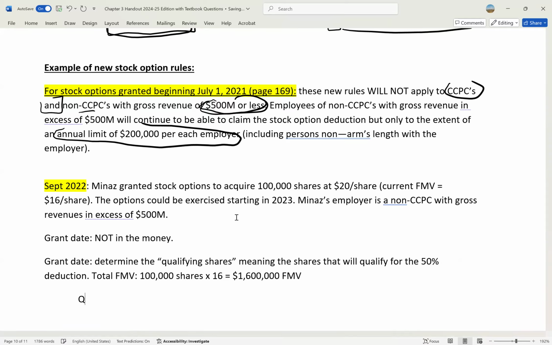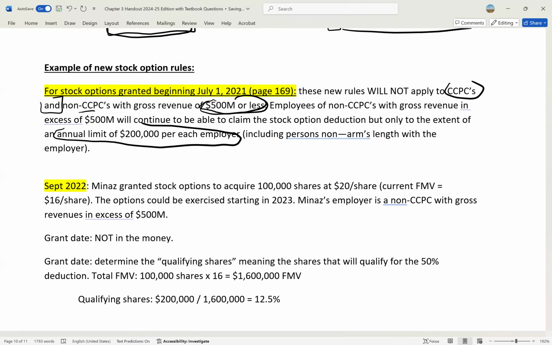Now, the qualifying shares will be 200,000 of that. So every employer, you get this $200,000 annual limit. So Manaz is going to get this $200,000 annual limit. And so 200,000 over 1.6 million, that's going to be 12.5%. So what that means is 12.5% of the number of shares will be what we consider qualifying shares.